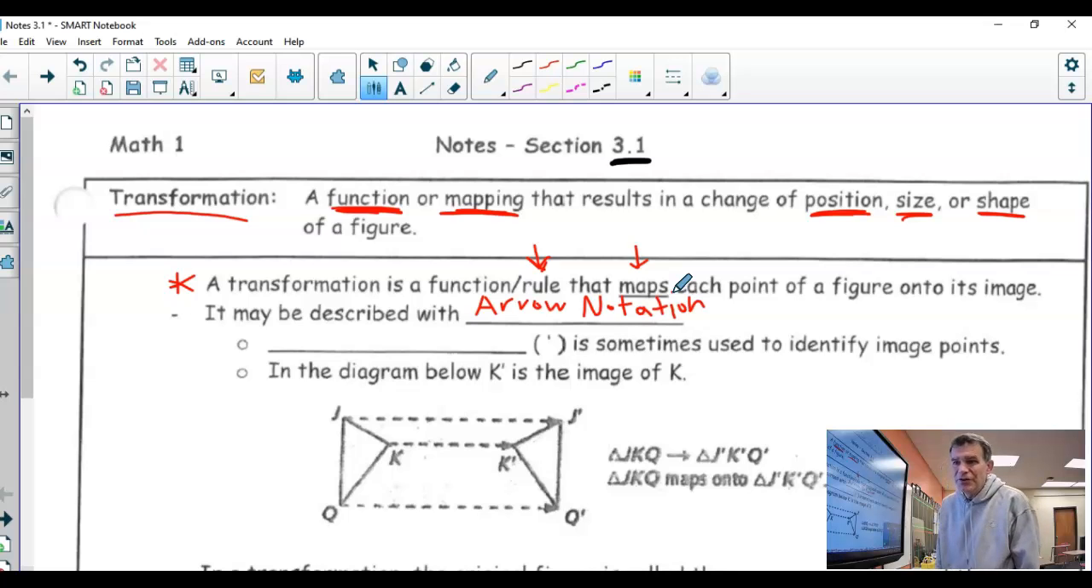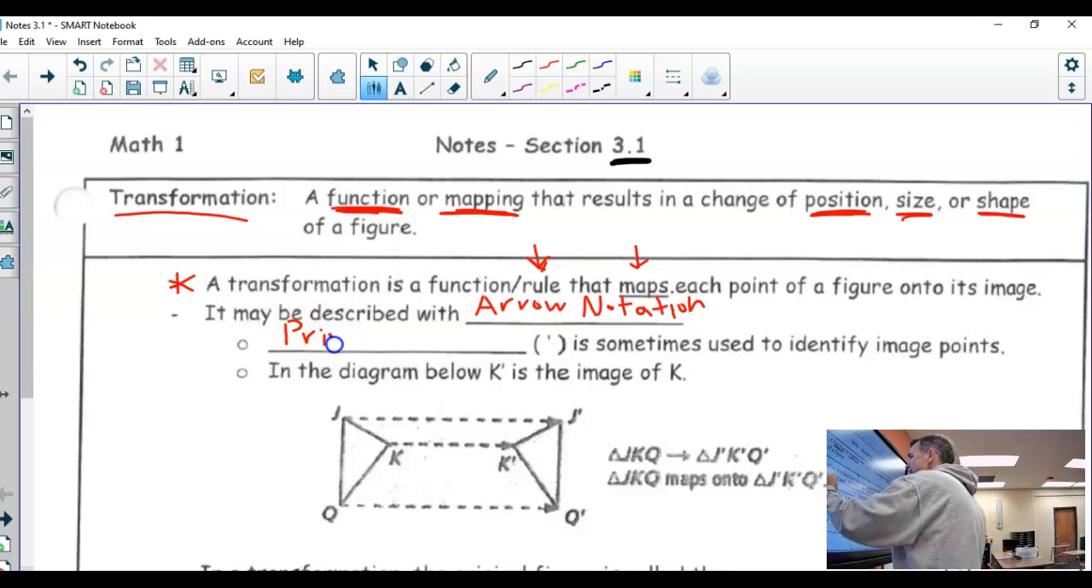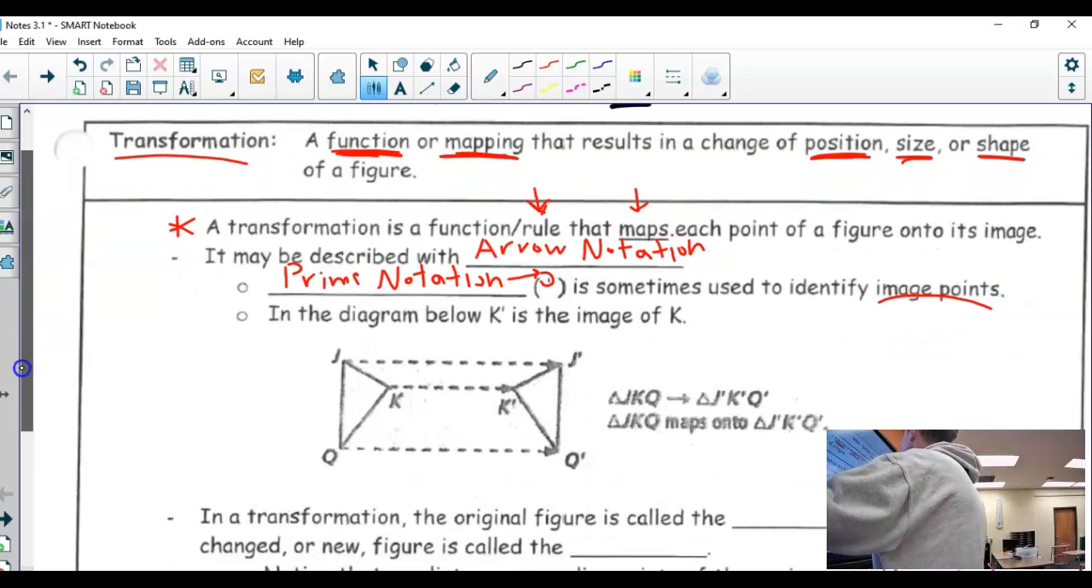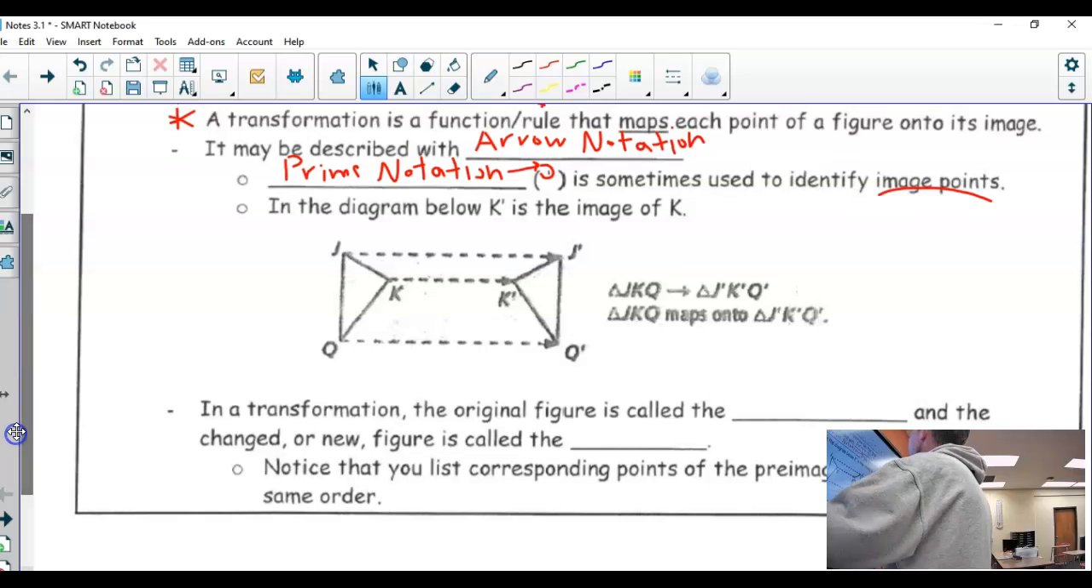And there's another type of notation involved here called prime notation. Prime notation uses this little apostrophe here. That is sometimes used to identify something called image points, which I'm going to talk about here in a second. So I have this diagram here, and I'm going to move it up a little bit so my video is not in the way. We'll go there.